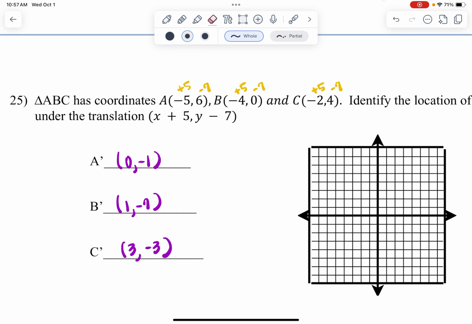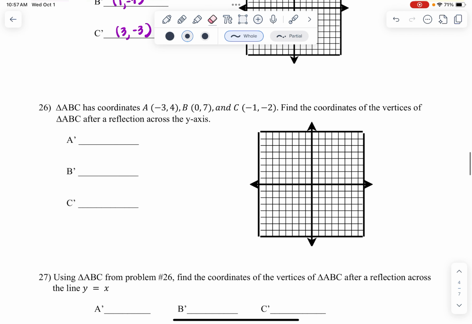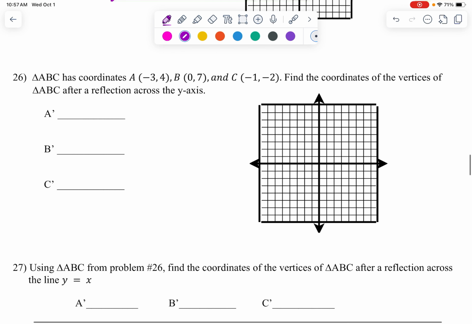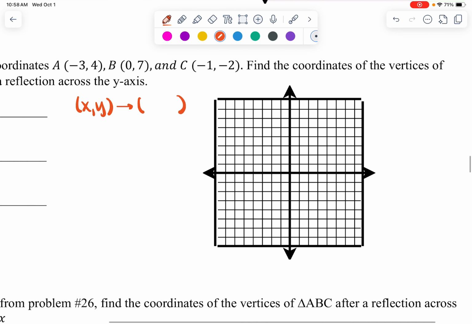All right, number 26. We have triangle ABC, find the coordinates after a reflection across the y-axis. I'm just going to plot 1 point because let's say maybe you forgot the rule, right? Reflecting across the y-axis has a very specific rule and pattern. If you happen to forget what that is, don't worry. You can just go ahead and go to your graph and plot -3, 4.